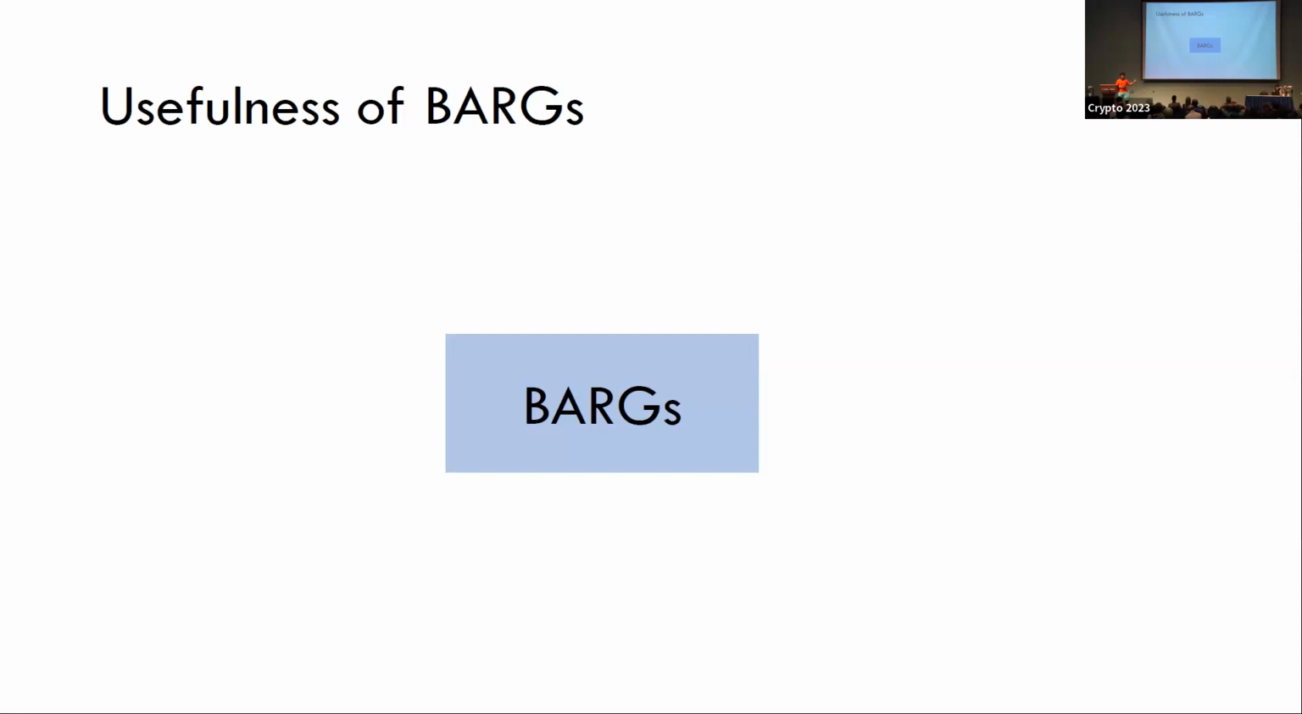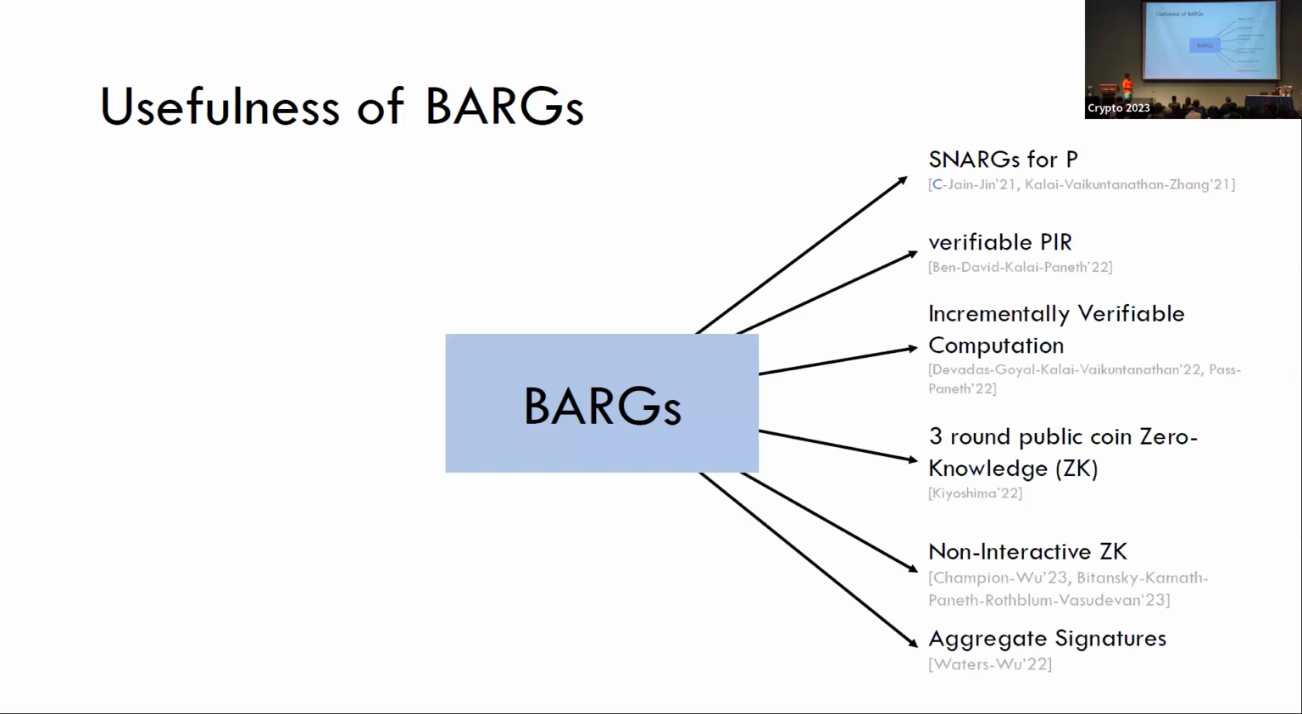So what are they actually useful for? The original motivation was to construct SNARKs for all deterministic time computation, and this is something that we managed to do a couple of years ago. And despite their relatively short existence, BARGs have given rise to a bunch of cool applications, and it's not all that they're limited to. These include things like verifiable PIR, incrementally verifiable computation, various notions of zero knowledge, aggregate signatures, and so on. And some of these you've actually already heard in this conference before.